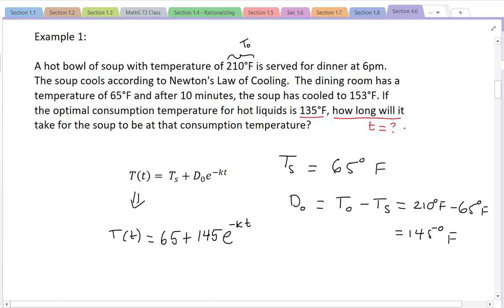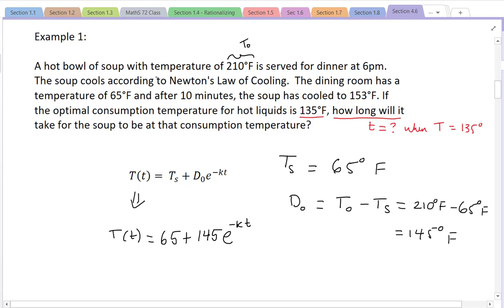So we're looking for t when the temperature of the object is 135 degrees. That's what we want. But notice if I just put in 135 right now, I won't be able to solve for t because I have k. So let's go back and read the problem. What other piece of information do we have?